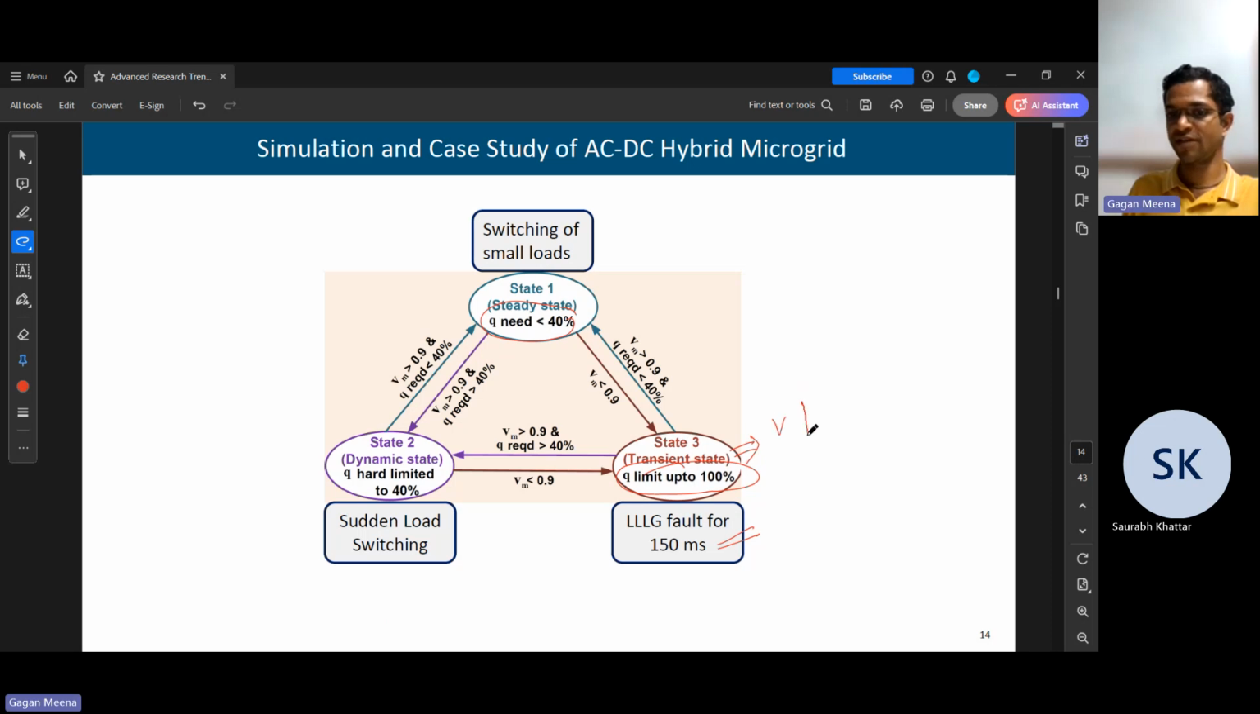In this case, the voltage will reduce to less than 0.9. It will go suddenly, the voltage will drop when there is a fault. And in this dynamic state, the Q requirement is hard limited to 40%. And this happens when there is, one example is sudden load switching. So here less than 40%, here 40%, and here up to 100%.